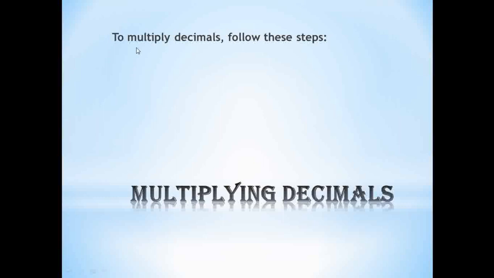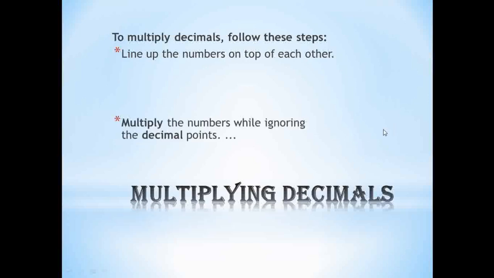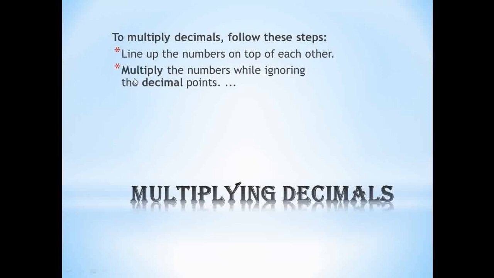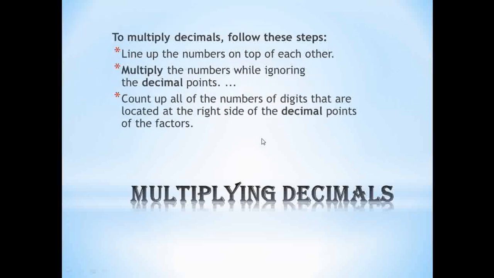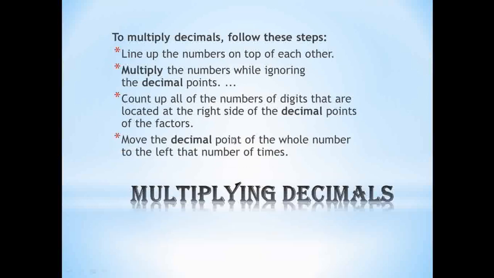Alright, moving into the next operation, to multiply decimals, we follow these steps. So the first thing we ensure is that we line up the numbers on top of each other. When we are writing down numbers for multiplication, we know how to write them. It's no different here. We multiply the numbers ignoring that there is a decimal point. So we would carry out our multiplication as if we were multiplying whole numbers. And when we have finished multiplying, we are going to count up all the number of digits that are located to the right of the decimal point, because we want a total number of decimal places for our answer.